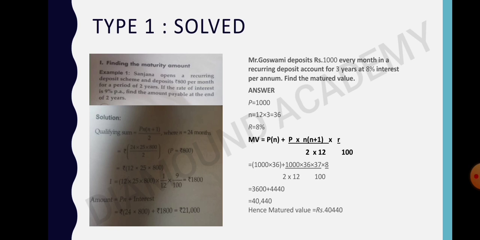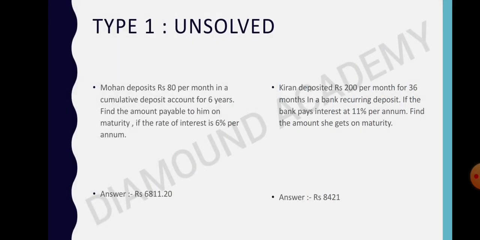Similar sum you can see. Mr. Goswami deposits 1,000 every month in a recurring deposit for 3 years at 8% interest per annum. See here we have done as per the textbook method. Here what I was telling you, direct method we are following for this sum. So P is 1,000 per month, N is number of years, that is 3 years will be 36 months, so we multiply by 36 plus again P is 1,000 plus N is 36 plus N plus 1 is 37 into R upon 100 and 2 by 12. All that calculations directly come up to 40,440. That is the maturity value. You will solve these sums again. Next, now these two sums you will solve. I have given you the answer and you will give me WhatsApp of these two answers.